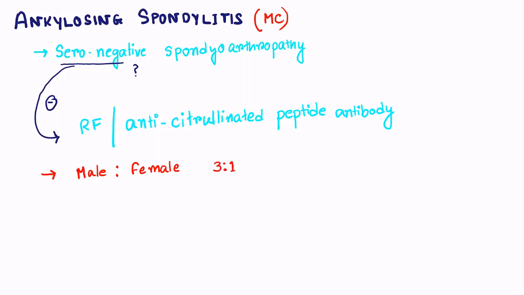The first point we should remember about ankylosing spondylitis is that the male to female ratio is 3:1. It is generally diagnosed in patients between 15 and 30 years old. 90% of patients are positive for the HLA-B27 gene.